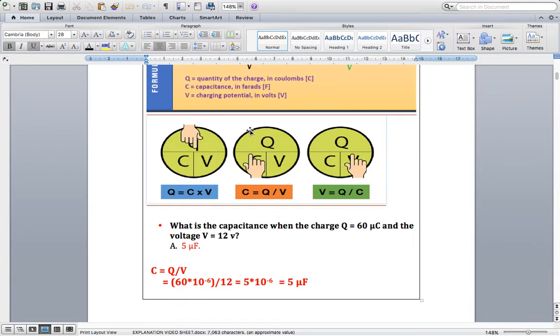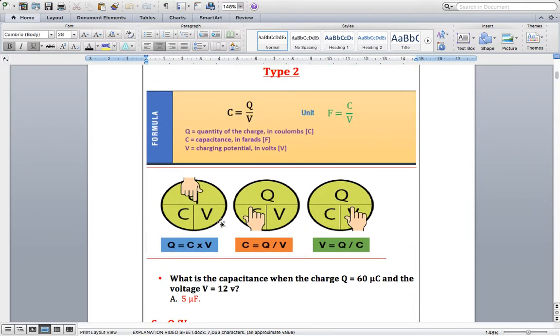So for an easy method, you can draw a triangle or a circle like this, and you can study like you studied for speed, distance, like that. Put C here on the left, Q on the top, and V here. So Q equals C multiply V, C equals Q divided by V, and V equals Q divided by C. So this is a very important equation. Okay, it can come in multiple choice or in answer the following.